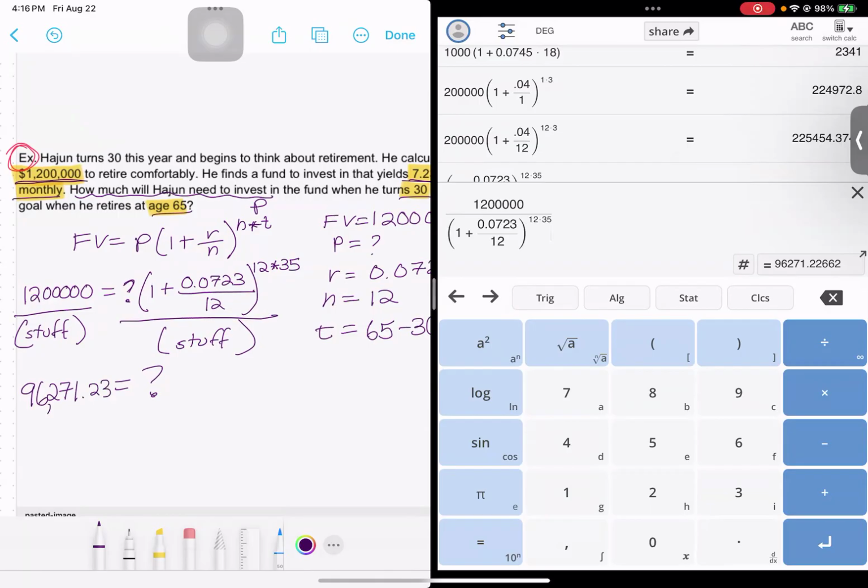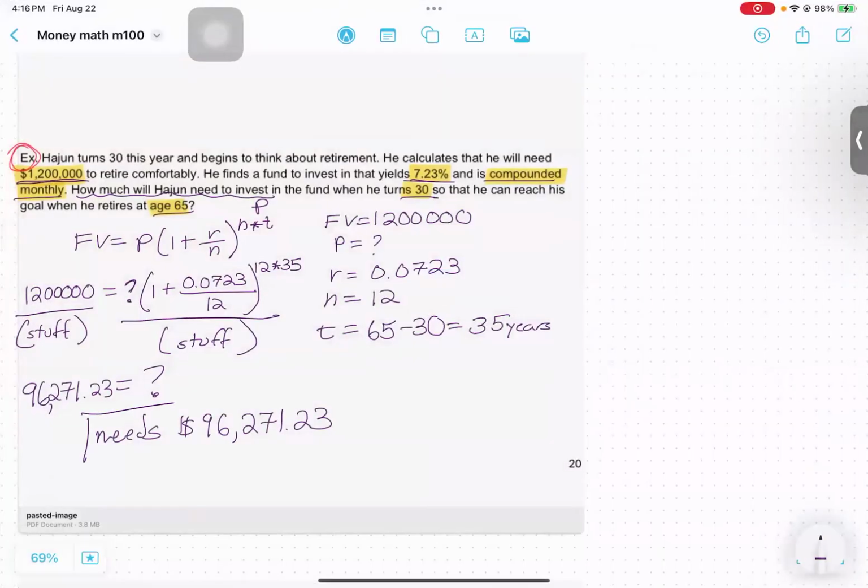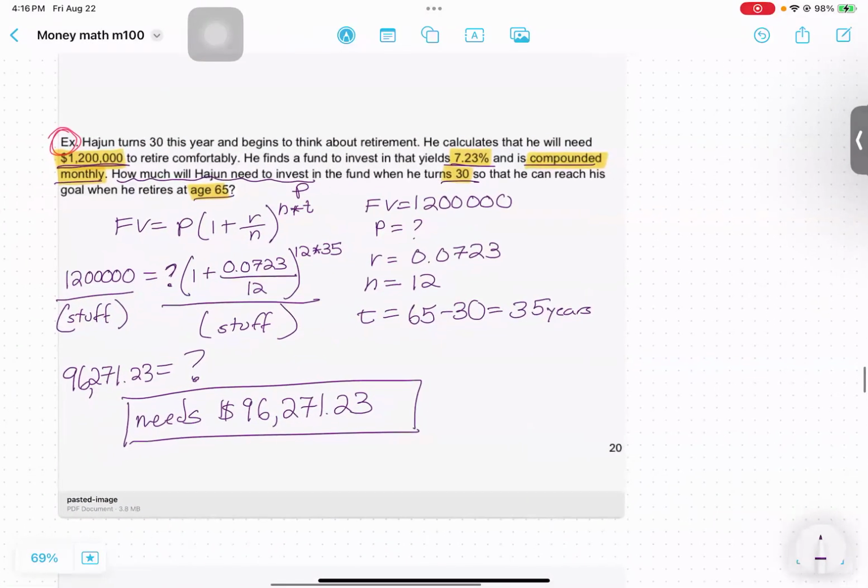Okay, so Jesus needs now to put in $96,271.23 for 35 years to reach his goal. Okay? That's how much he needs now. And again, your calculator is going to be great at this. I want you to practice plugging those in, double tapping, making sure that it works out clearly for you.